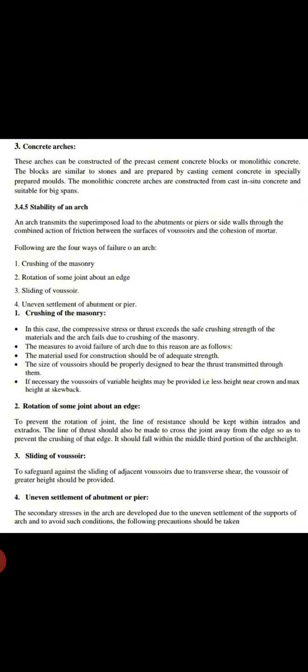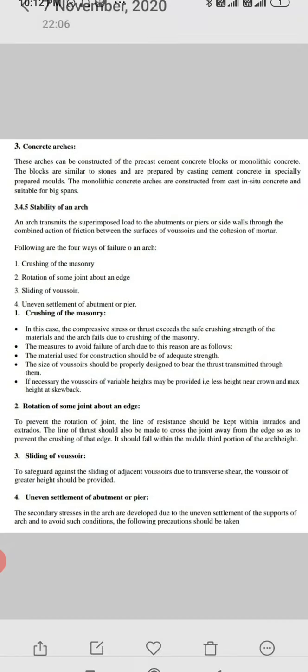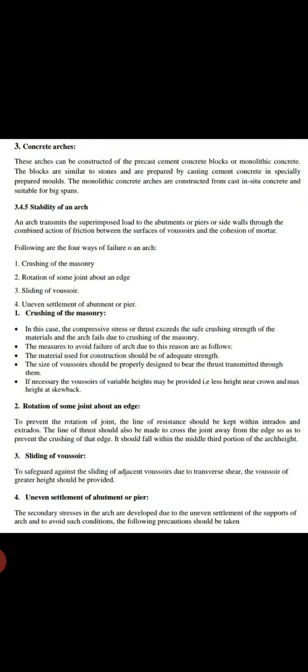The measures to avoid failure of an arch due to this reason are as follows. The material used for the construction should be of adequate or sufficient strength. The size of voussoirs should be properly designed to bear the thrust transmitted through them. If necessary, voussoirs of variable height may be provided, that is less height near the crown and maximum height at the skewback. That is very important.